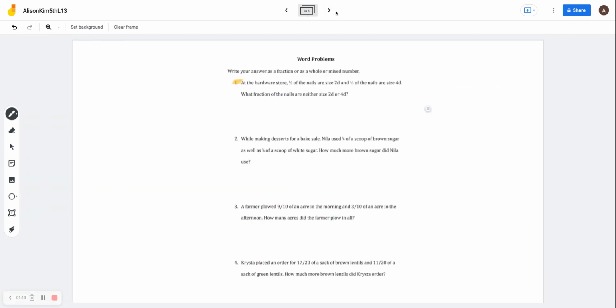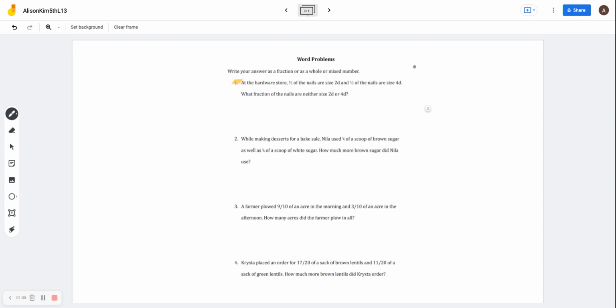Now let's work with word problems. Number 1 says, at the hardware store, 1/3 of the nails are size 2D and 1/3 of the nails are size 4D. What fraction of the nails are neither size 2D or 4D? So it wants us to find the fraction of nails that are not 2D and 4D, but it tells us that 1/3 are 2D and 1/3 are 4D.